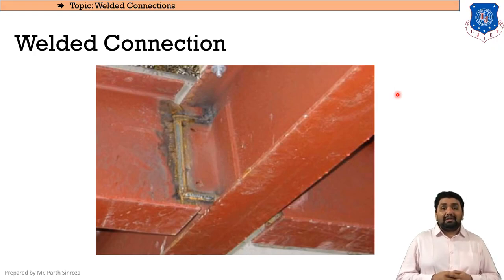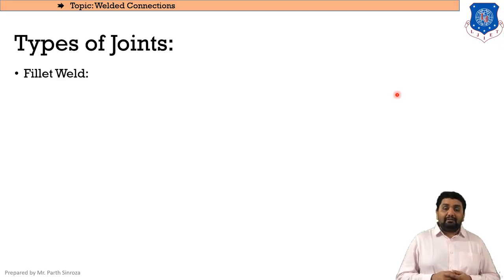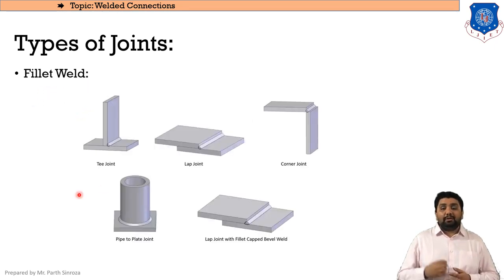Now moving on to the first part, that is types of joints. Which types of joints will we be discussing? The first one will be the fillet weld joint. Clear? As you can see in the figure, this is an example of a fillet weld.